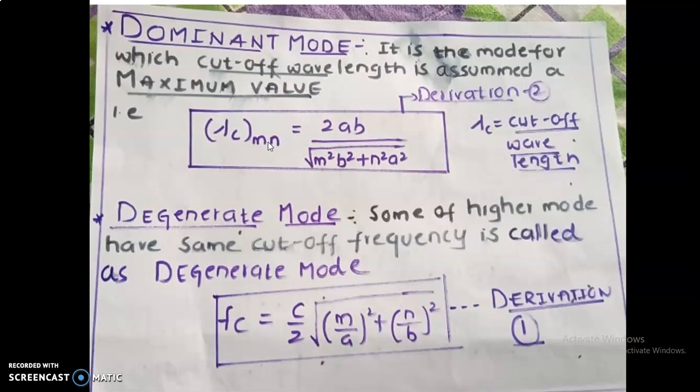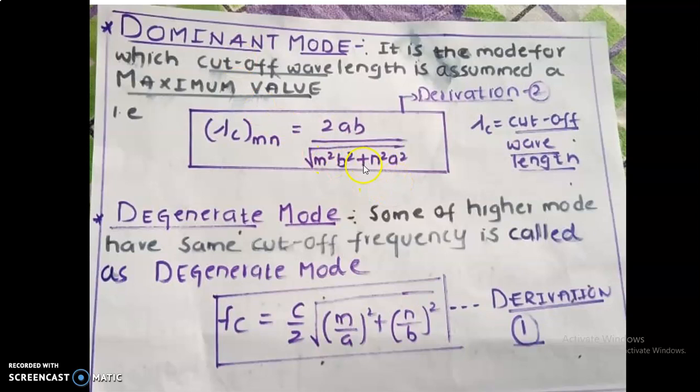So what we have to do is find the cutoff wavelength for different modes. Once we find the values, we have to check them. Definitely we're going to get some maximum value for different modes, and that is called the dominant mode. Obviously it is difficult to understand right now, but I'm going to discuss all those things practically.